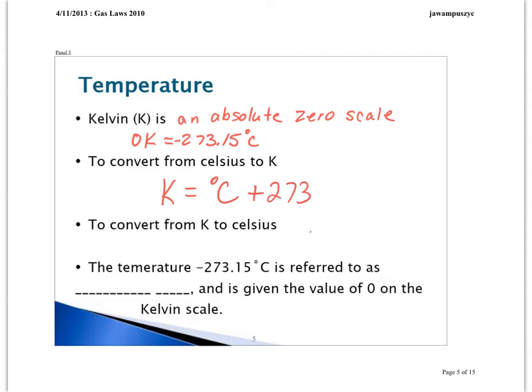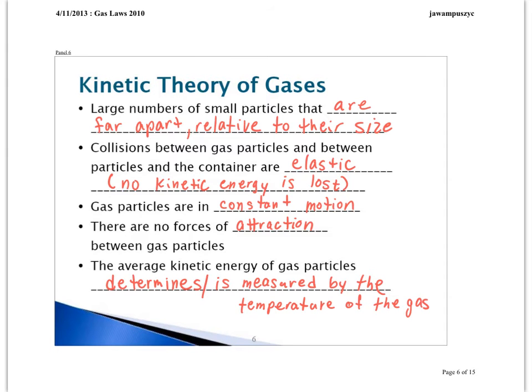And of course, the opposite is true. If we're given the temperature in Kelvin, we're going to have to subtract 273 degrees. Notice that we don't use the degree symbol for Kelvin the way we do for degrees Celsius. We don't say degrees Kelvin, we simply say Kelvin. And again, the temperature minus 273 Celsius is referred to as absolute zero. So before we get into the specifics of the math of all these three variables, let's talk about a refresher on the kinetic theory of gases from the previous chapter.